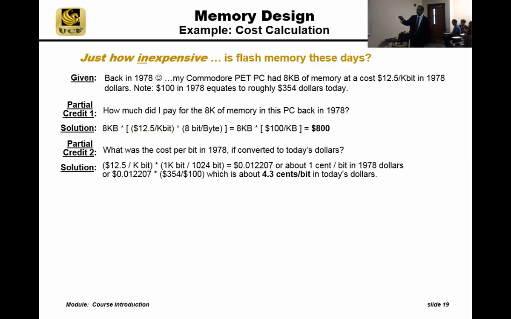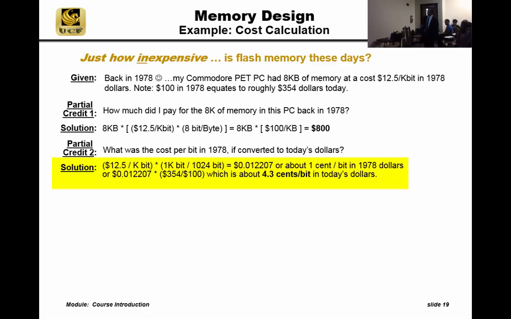But you can look this up. There's a website where you can compute annual costs. If you put in 1978 and 2016, it will tell you the multiplication factor. That multiplication factor is actually 3.54. So we have the number of bits, and the cost is $800, and it would be about 4.3 cents per bit in today's dollars.